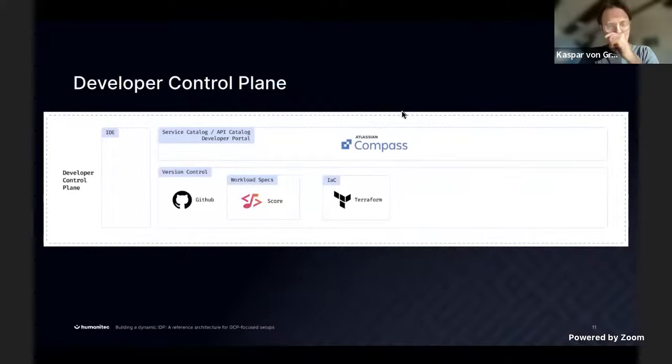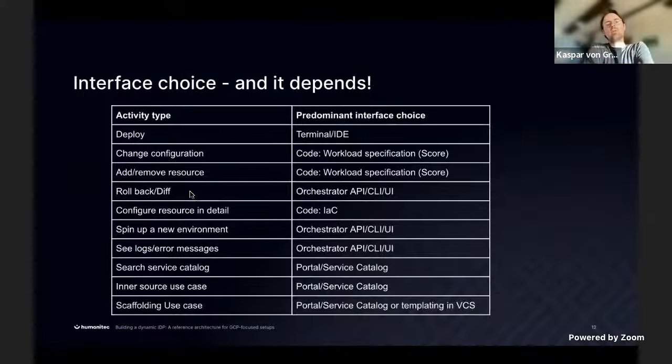I want to dive a little deeper into the developer control plane here. We have the service catalog and the version control system. And the first thing that I want to look at is the interface choice. And the answer is, well, it depends, right? What are you using? For the deployment of something, in 99% of cases, it's a git push from a terminal or IDE.